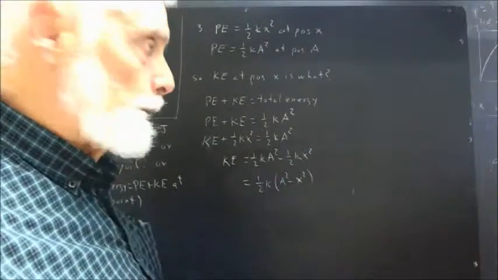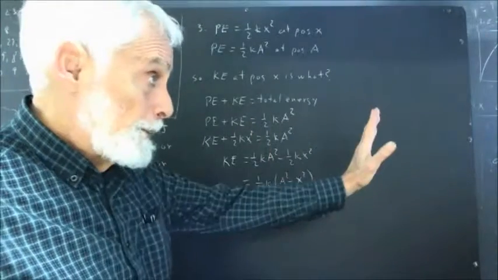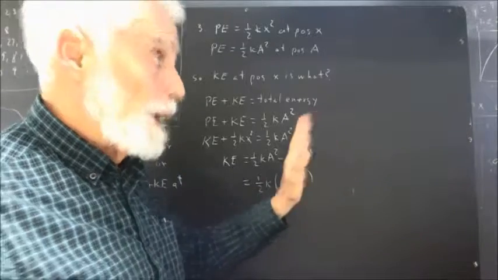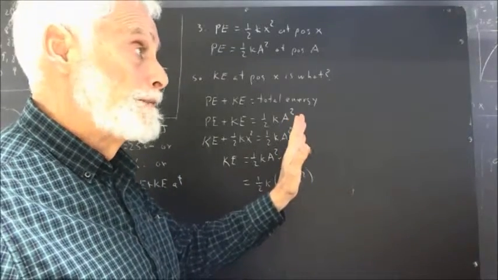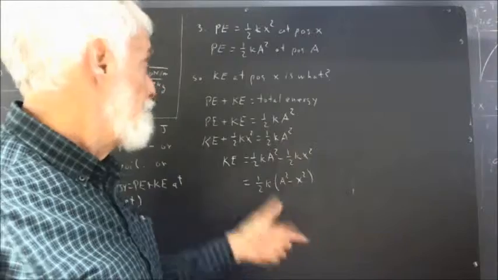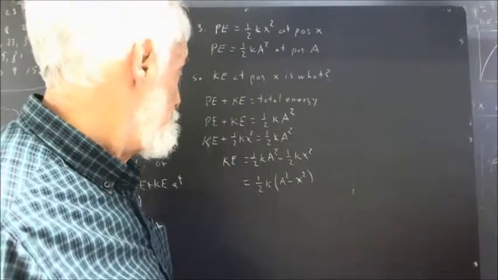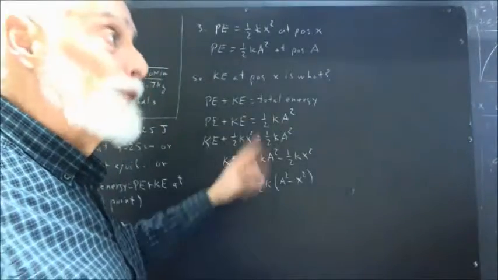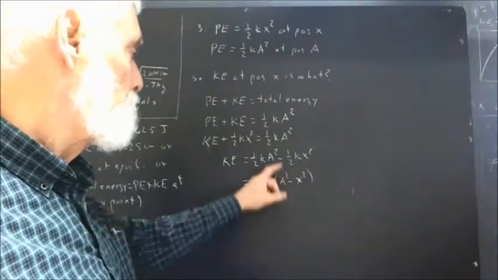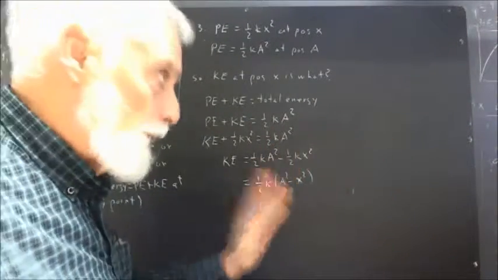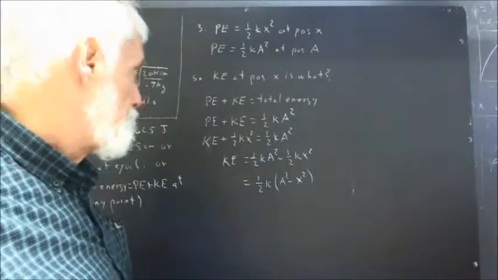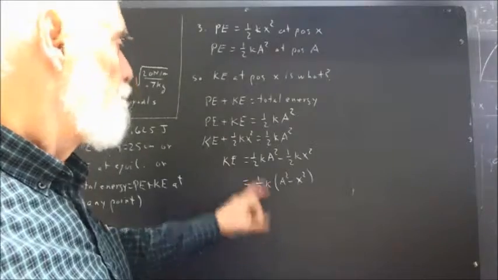Now that's not a formula to be memorized. You simply understand that at the extreme position we have energy 1/2 kA squared. At position x, it's 1/2 kx squared. The difference has to be our kinetic energy. So there we have it. The potential energy at maximum position minus the potential energy at this position is our kinetic energy at this position. So the kinetic energy is this.